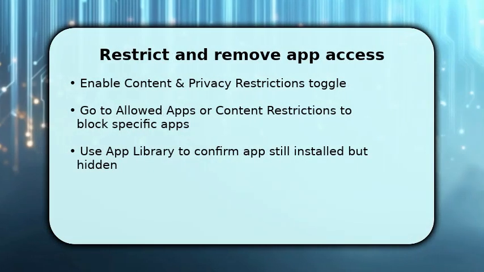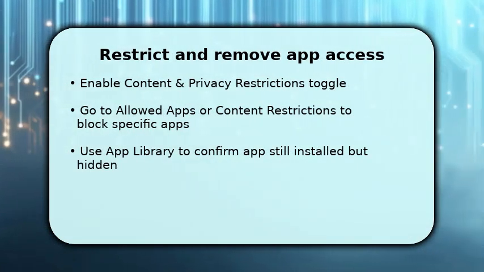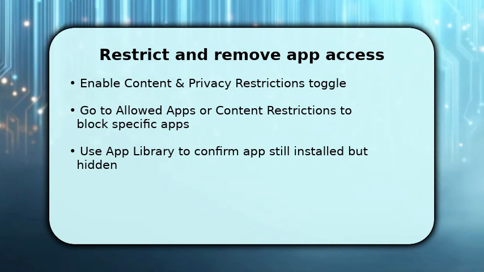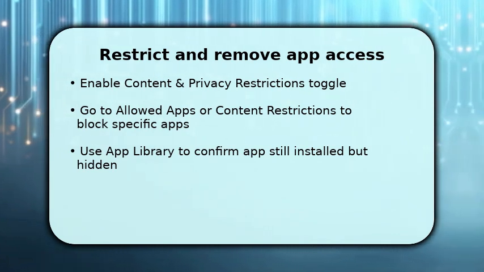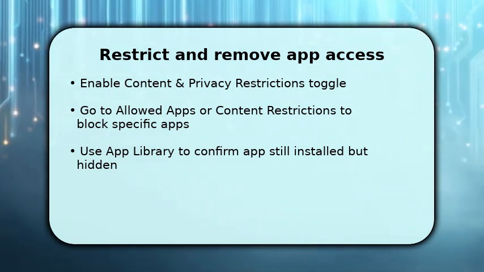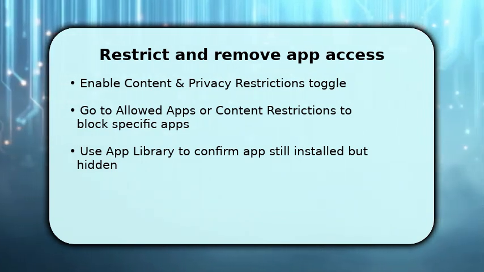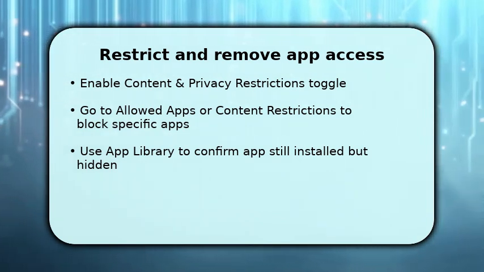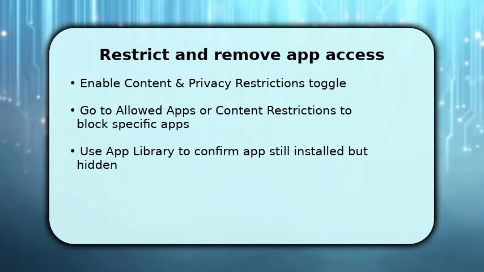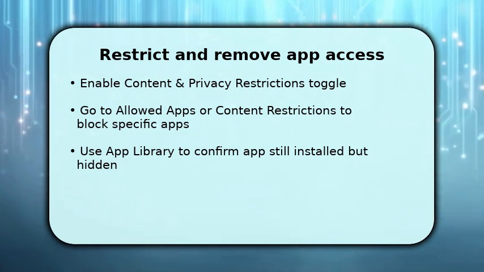You enable Content and Privacy Restrictions and then choose either Allowed Apps or App Limits depending on app type. For Apple apps, use Allowed Apps. For third-party apps, go to Content Restrictions, Apps, and set Age Limit to block visibility. Once set, the app icon disappears from the home screen while remaining in the app library if not fully removed.